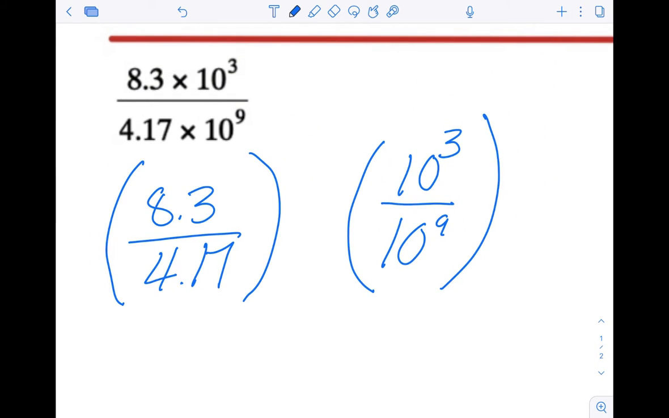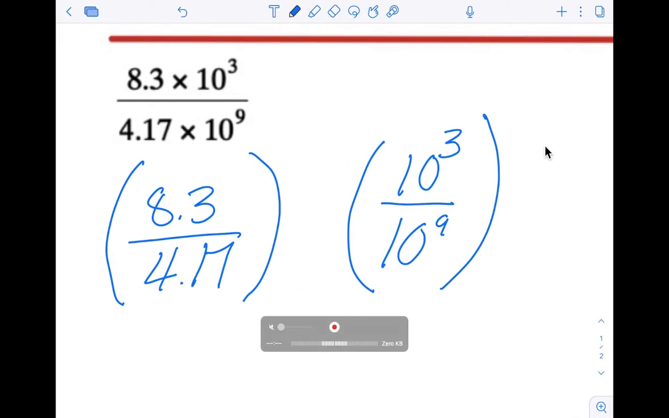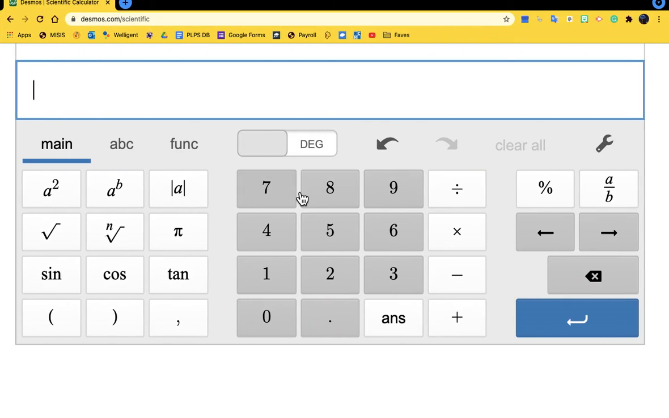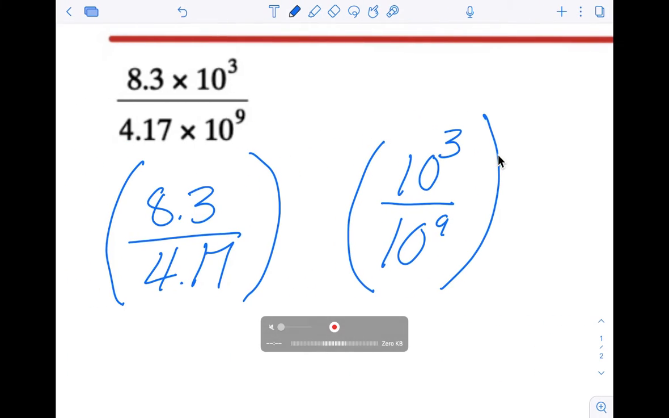So again, kiddos, let's use our tools. Let's use our calculator here. So we're going to say 8.3 divided by 4.17. That gives me 1.99. You see the 0 right here? I'm going to stop right there. Once I see your 0, I'm going to stop. These guys, I'm not going to include them. I'm going to say 1.99.